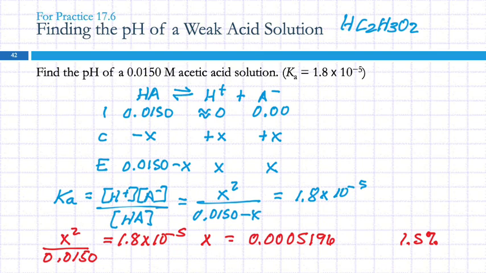We can't make all of them 0, though, because here, x is not added or subtracted to anything. X is a number. And if we make all of them 0, then we end up with no answers. Not good. So this x that I found, what does that represent, and how's that going to help us find the pH?